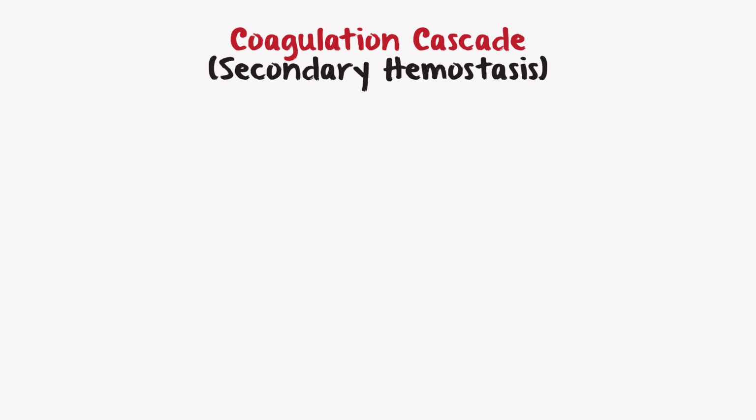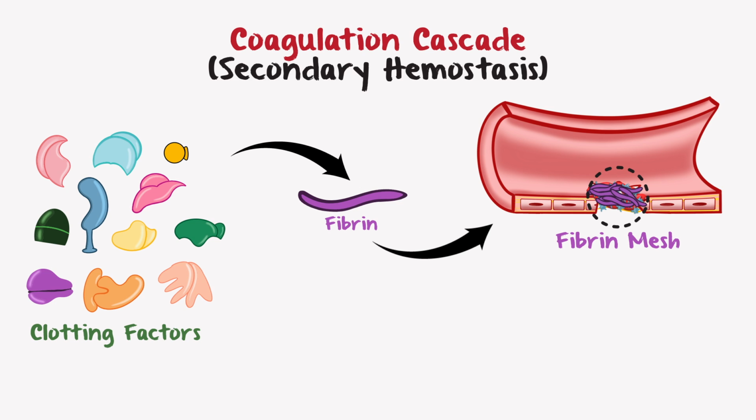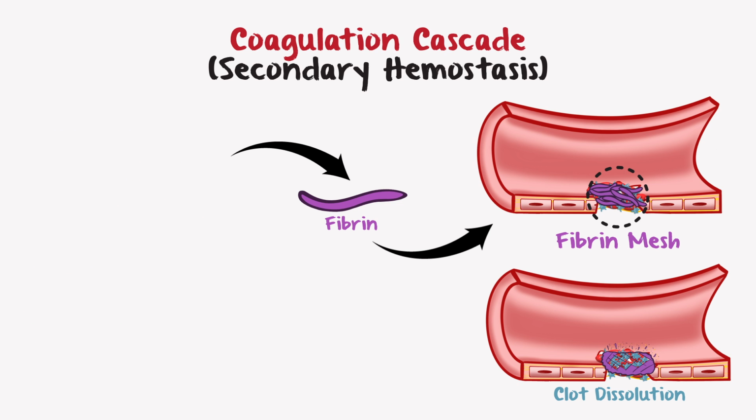The coagulation cascade occurs during secondary hemostasis. During this stage, several clotting factors facilitate complex reactions to create a fibrin mesh, which stabilizes the platelet plug that was created during primary hemostasis. As the clotting cascade initiates, clot dissolution is simultaneously triggered, but that process will be covered in a later video.